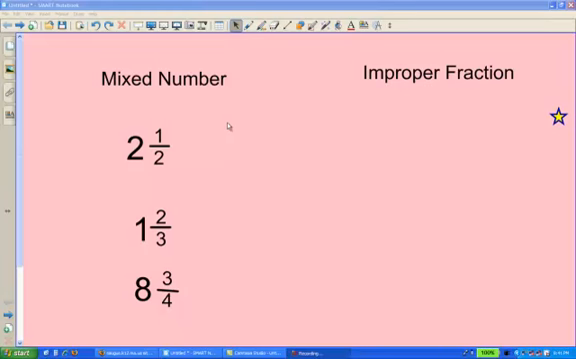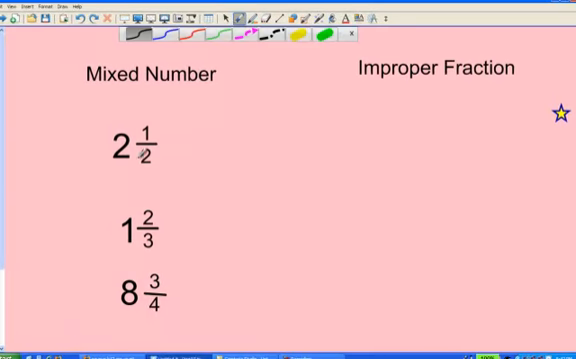Alright, we're making mixed numbers into improper fractions. Piece of cake. I have my big number over here, that's 2. I have my little number over here, that's 2. I'm going to multiply mixed number times denominator, that's 4, and I'm going to add the numerator, that's 5. So that's going to be my new numerator.